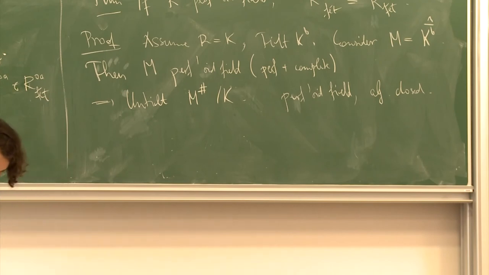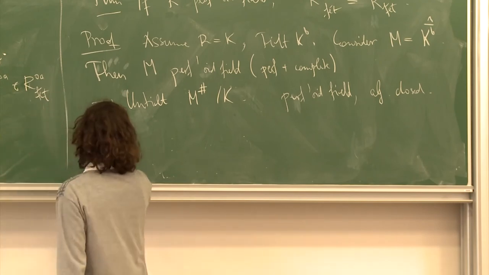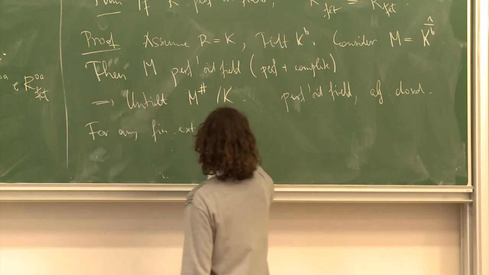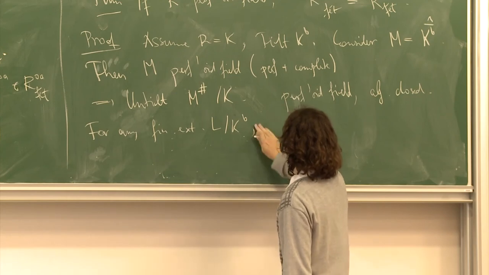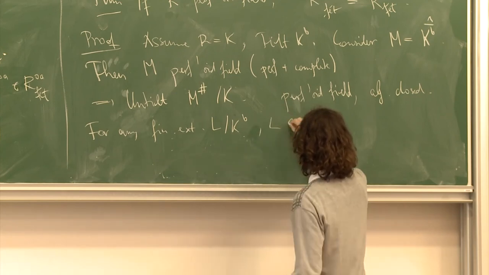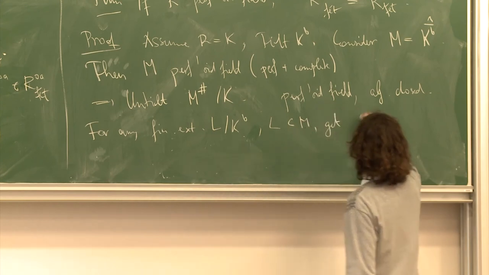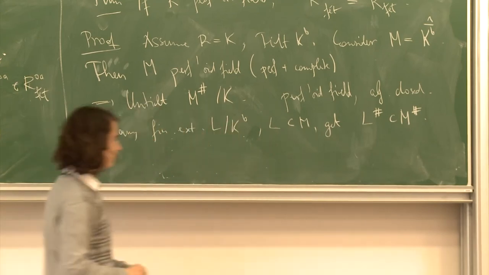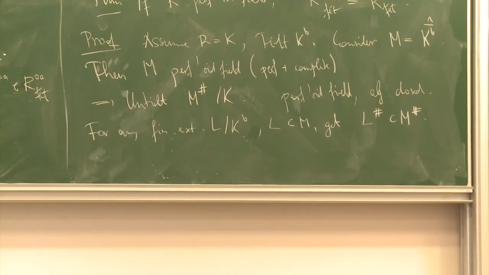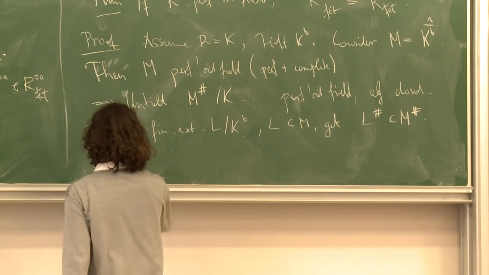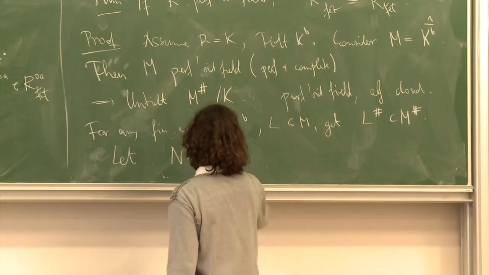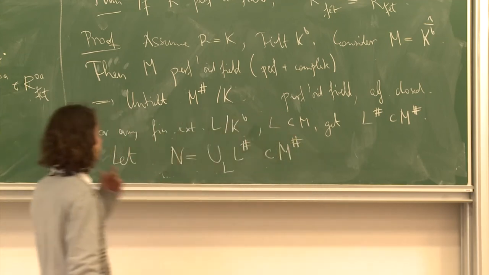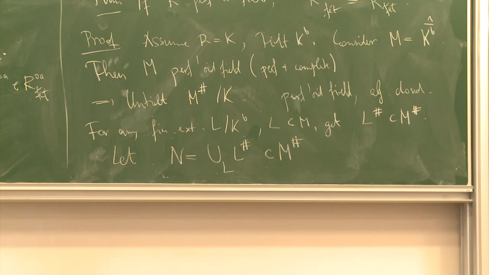And so for any finite extension L of K flat, so L is contained somewhere in M, we can go in the other direction and get something over K. And we let N be the union over all L of these L sharp things. So it's contained in M sharp. And it's easy to see that this is a dense subfield.